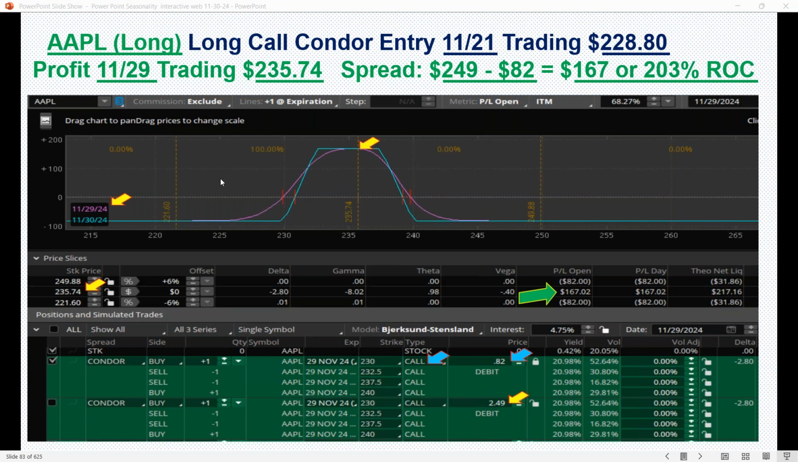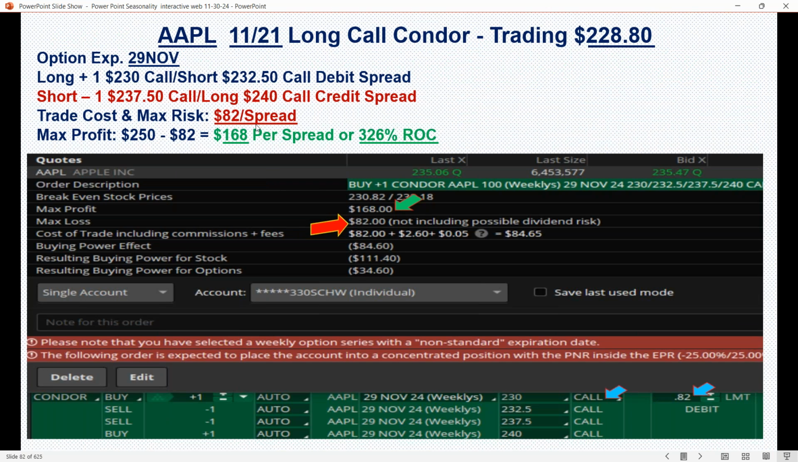All right, and then I'll back up. Our total cost or total risk on this trade turned out to be $82 per spread. Okay, debit cost there, 82. Spread width 250, less that cost. Potential to make 168, or 326% return.